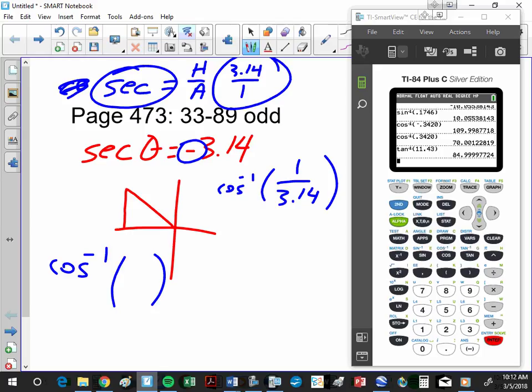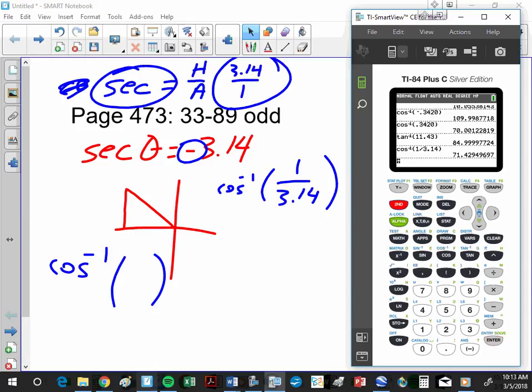The only time a triangle can have a negative side length is if it is positioned in the unit circle and you're in quadrants 2, 3, or 4. No other triangles have negative side lengths. So by getting rid of the negatives, all we do is take that triangle out of the unit circle and then solve for the angle, and then we put it back in. So the cosine inverse of 1 divided by 3.14 is 71. What do I do with 71 degrees? Subtract it from 180.